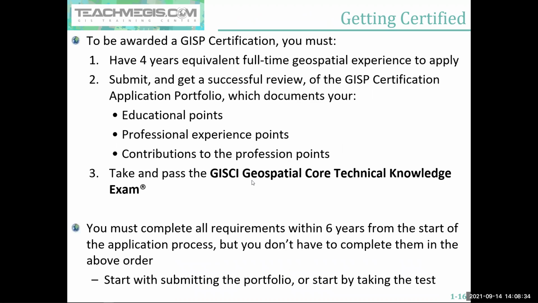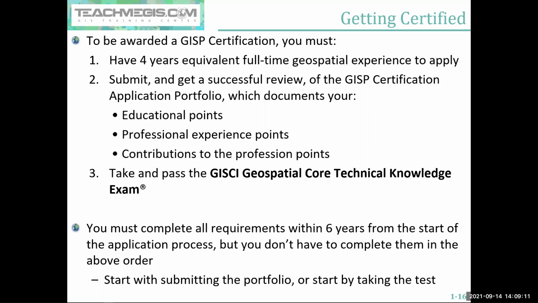Okay, so how do you get certified? Well, to be awarded a GISP certification, you must have those 4 years equivalent full-time geospatial experience. You have to submit and get a successful review of your GISP certification application portfolio. That's the thing that documents all of your educational points, your professional experience points, and your contribution to the profession. And then you have to take and pass the GISCI Geospatial Core Technical Knowledge Exam, also known as the GISP test.